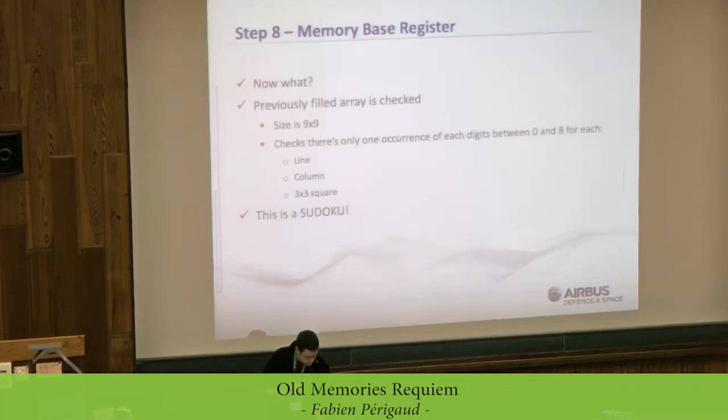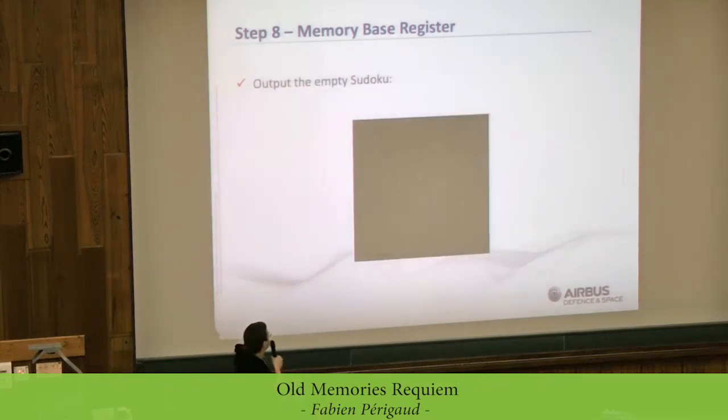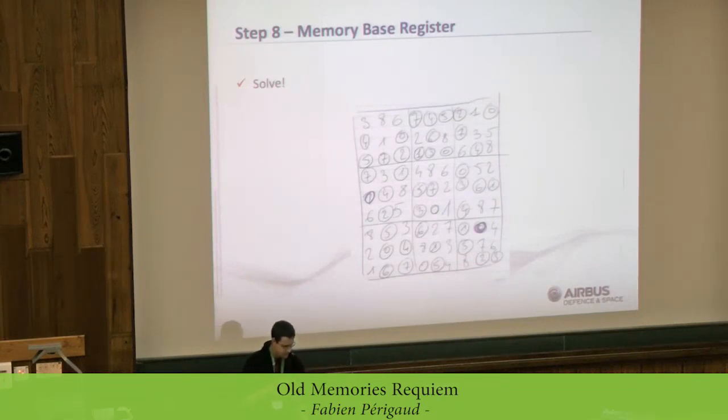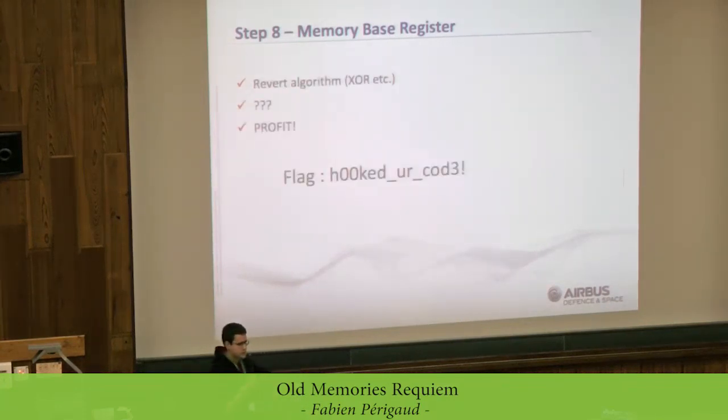So what does it do? This code will check the array that has been previously filled with the password, transformed, etc. The size of this array is 9 by 9, and there are checks that only one occurrence of each digit between 0 and 8 occurs for each line, each column, and each 3 by 3 square. It's a Sudoku. So we can retrieve the values and extract the Sudoku. And we can solve it. And once it has been solved, we just have to revert the algorithm, the XOR, and then we get the flag.